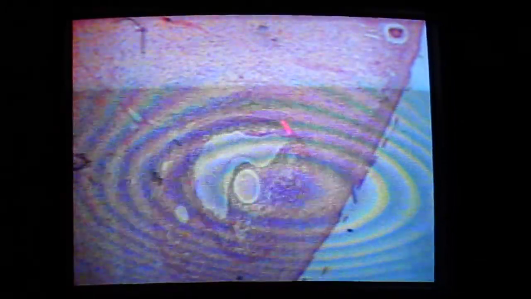This is a Graafian follicle. This whole structure right here is the Graafian follicle. Within the Graafian follicle, you're going to have the secondary oocyte, chromosome count 1N.